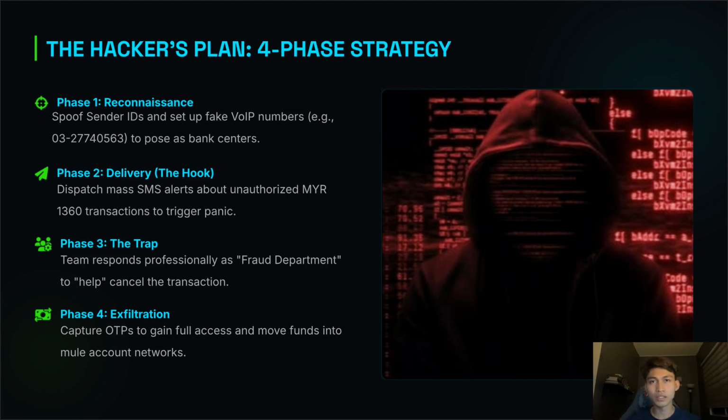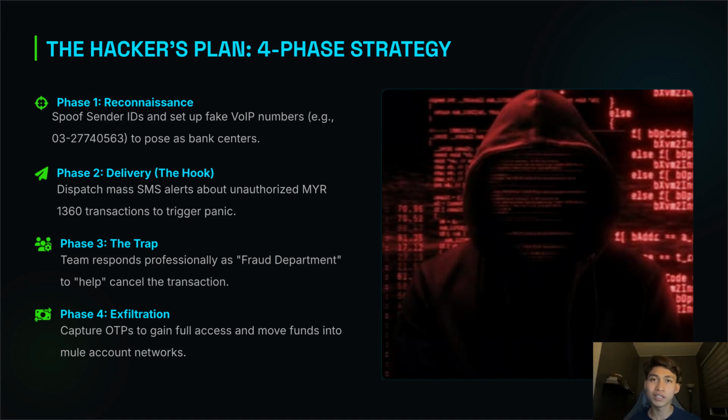Phase 3 is the trap. When the terrified victim dials my VoIP number, my conspirator answers using a professional, calm and scripted corporate banking ethic, pretending to be the official fraud department. We validate their fears, build immediate rapport, and promise to help them cancel the transactions.